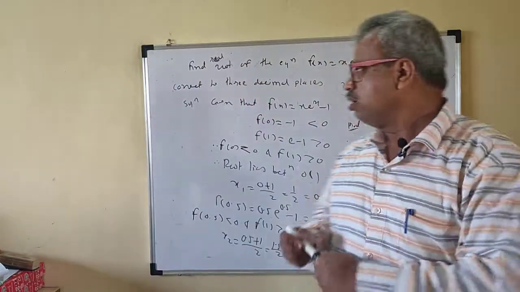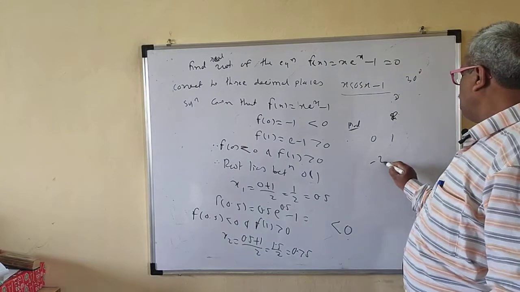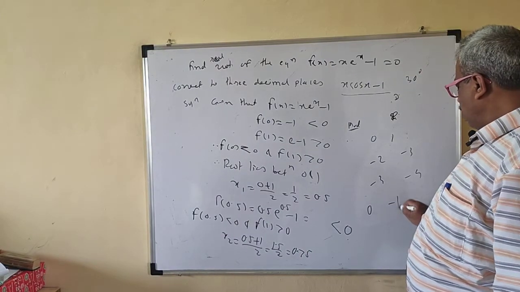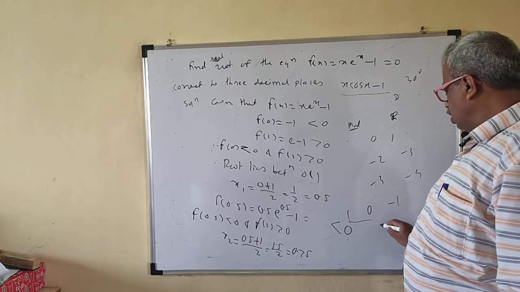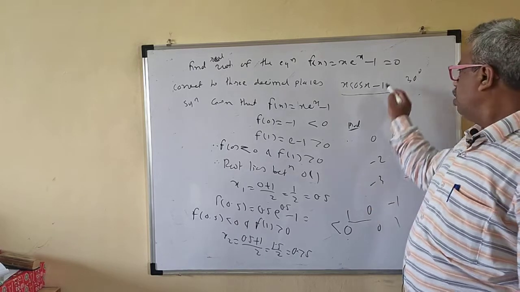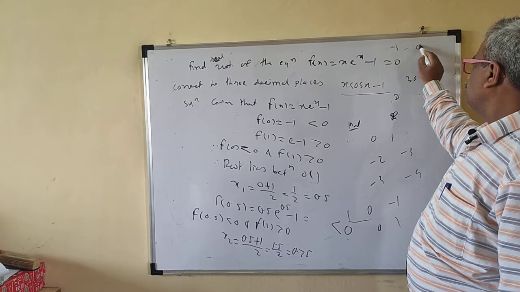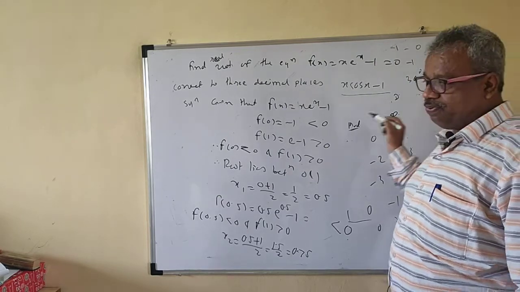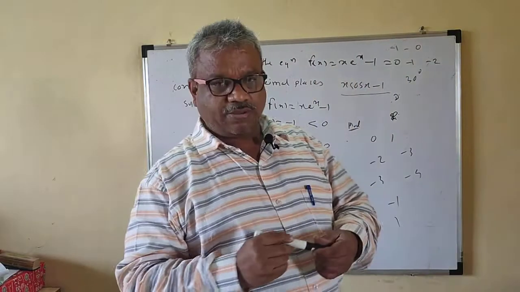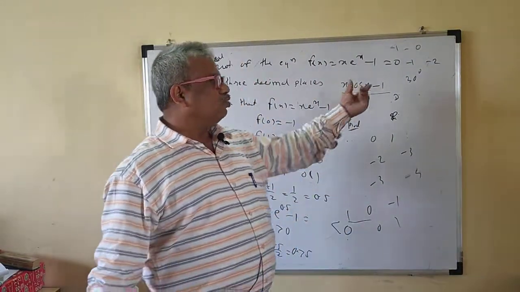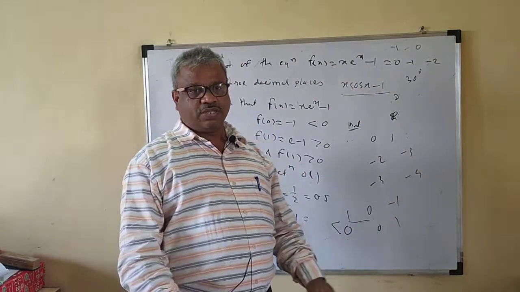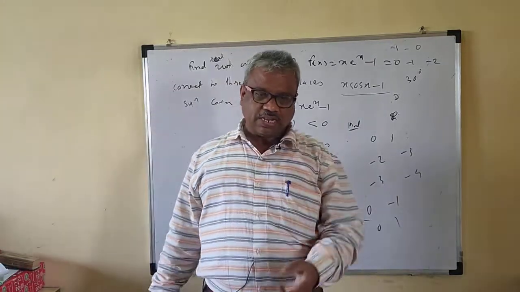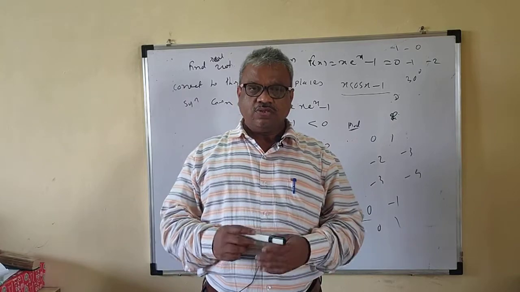So your root should lie between, for example, minus 2 and minus 3, minus 3 and minus 4, 0 and minus 1, or 0 and 1, or minus 1 and 0, minus 1 and minus 2. So a and b should be such that the distance is 1, that is, mod of a minus b is 1. I hope that you understand the bisection method. So we stop here.